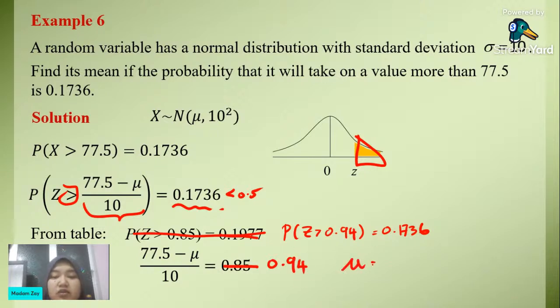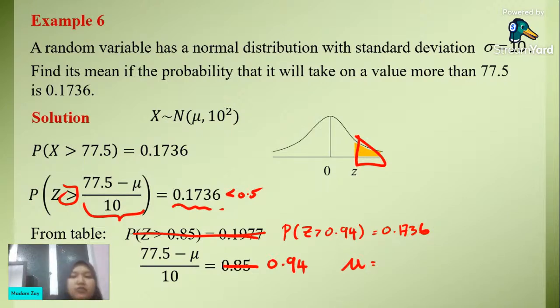So what is mu? Let us calculate together. Let me take my calculator. Okay, so 0.94 multiplied by 10 is 9.4, right? 10 multiplied by 0.94 is 9.4.